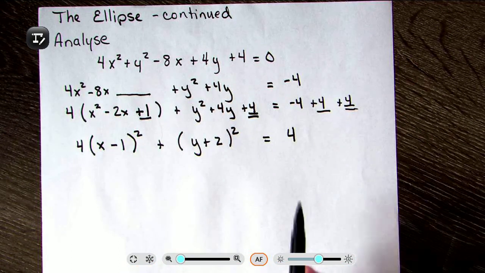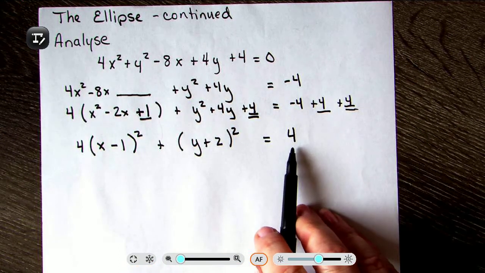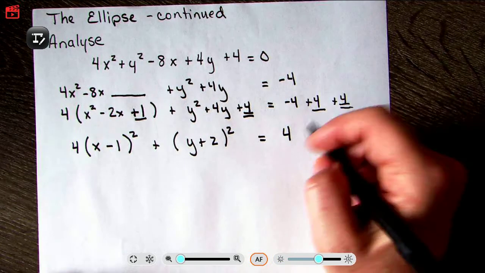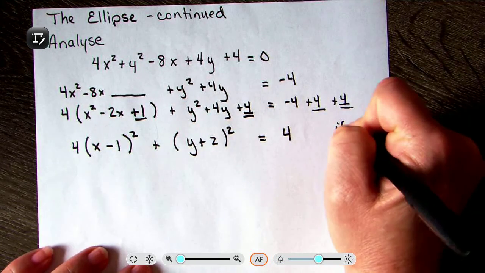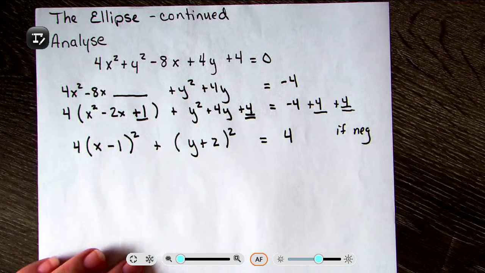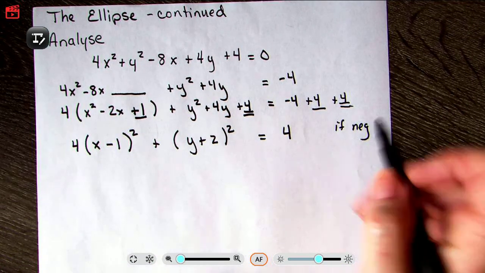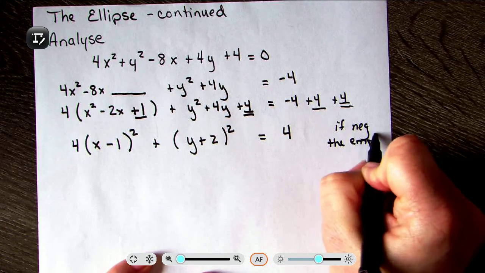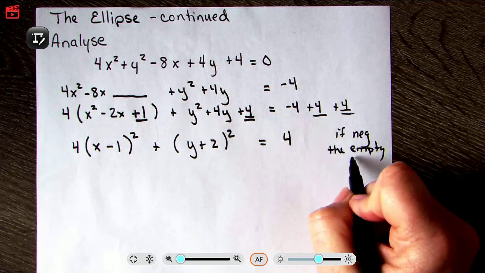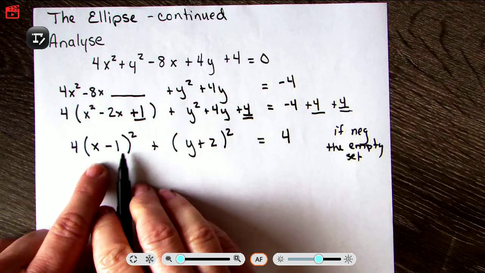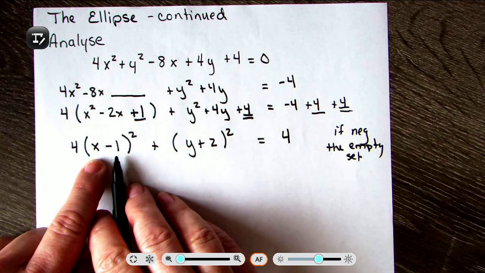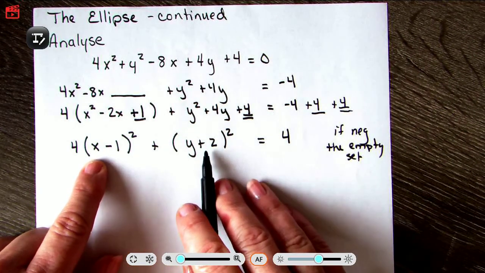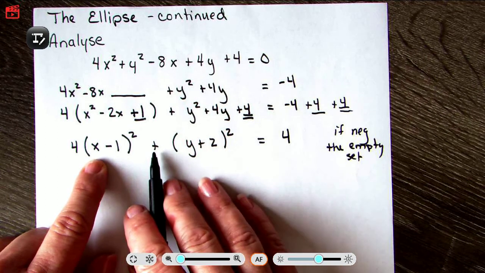Now, if this had turned out to be a negative number, then we would have the empty set. There would be nothing that would make that work, because we have something squared here. That's positive. We have something squared here. That's positive. We're adding it together.